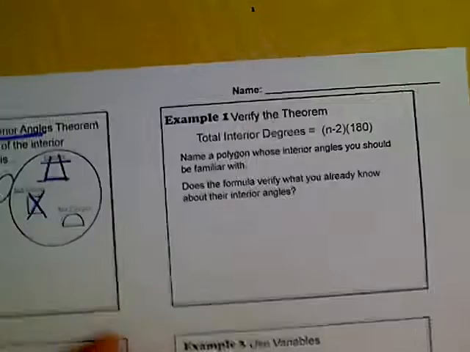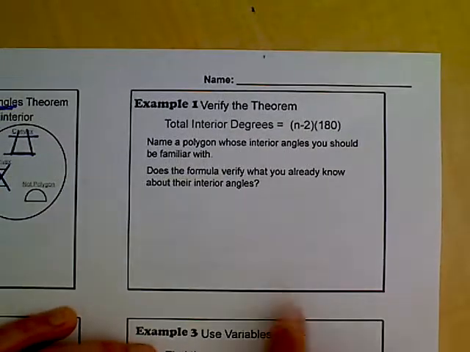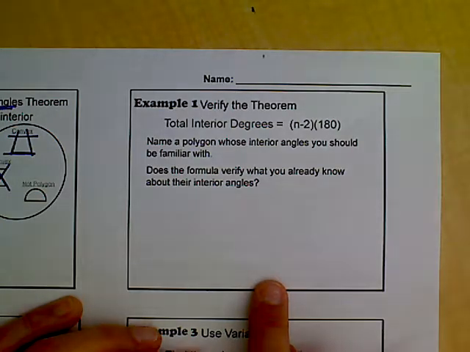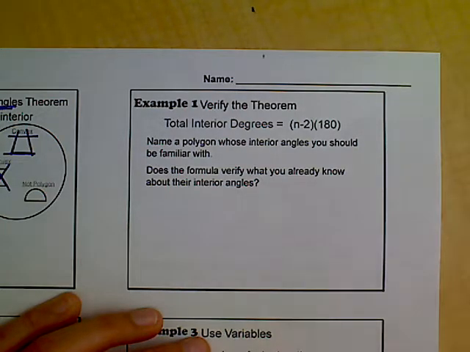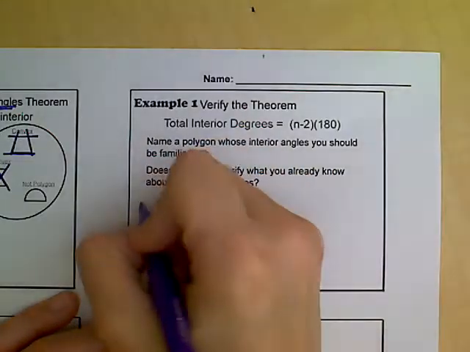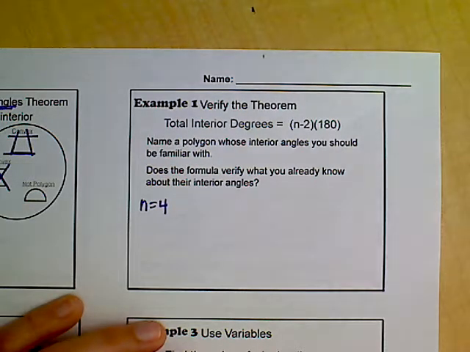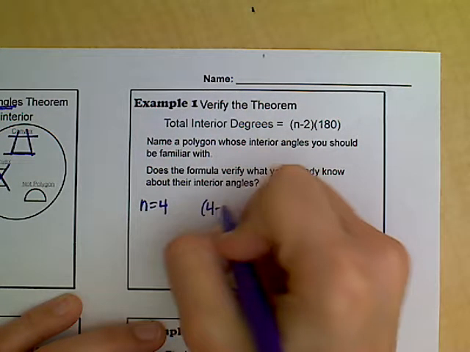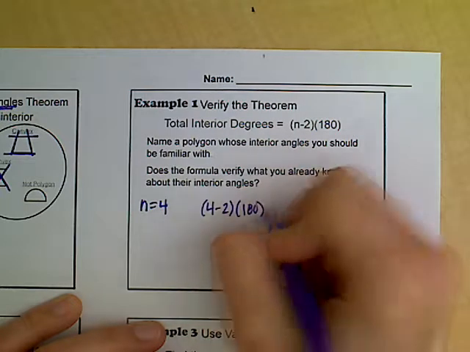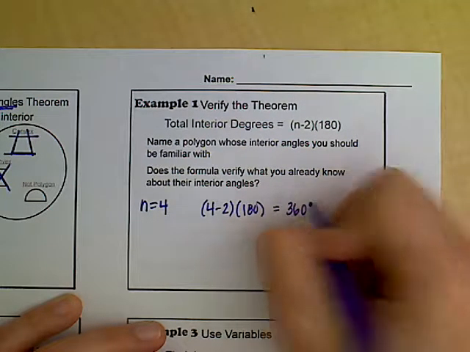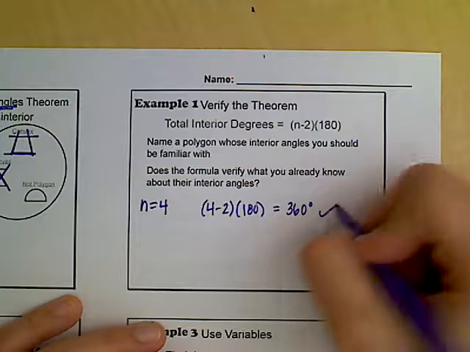Now if we look over here, I kind of just talked through this without looking at this. But now let's try it with a square or a quadrilateral. Maybe you have an idea how many degrees are in a quadrilateral. Think about a rectangle. It has 4 90-degree angles, so that should be 360. So let's try it. If n is 4, we would take 4 minus 2 times 180, and that would give us 360 degrees, which we know is correct.